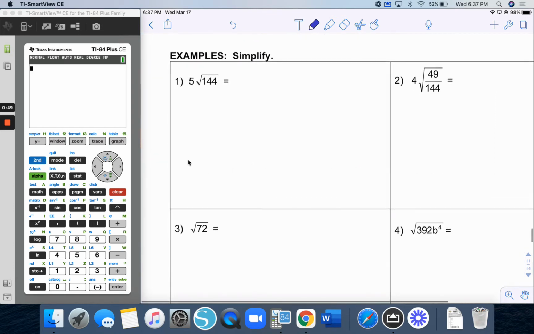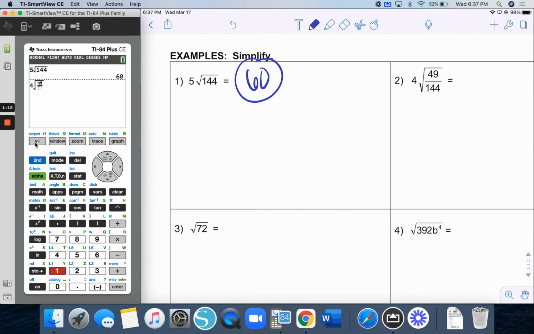So we're just going to go through these problems and kind of talk about it's a little bit of everything. So number 1, 5 square roots of 144. Woo, good thing we checked that sucker. The square root of 144 is 12, so that one works out nicely. That's just a quick simplifying one. Number 2, 4 square roots of 49 over 144. Oh, how beautiful. That one also works out nicely.